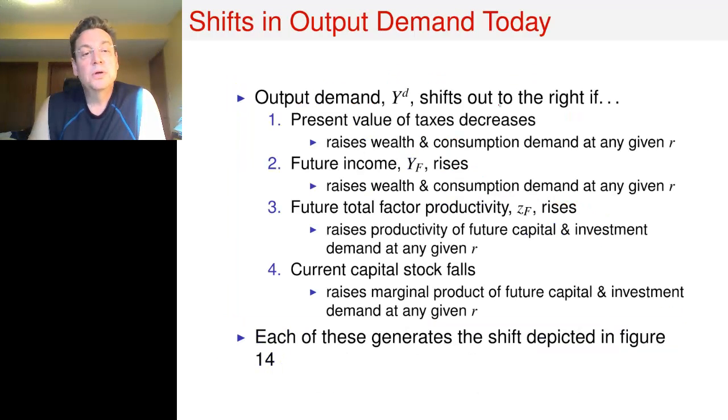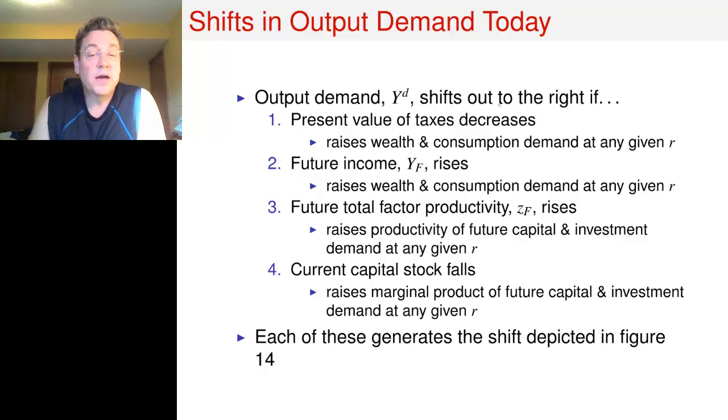More generally, though, output demand is going to shift out to the right if the present value of taxes decreases, because that raises wealth and therefore consumer demand at any given real interest rate. It's going to shift to the right if future income rises, because this also raises wealth and therefore increases demand today at any given real interest rate.